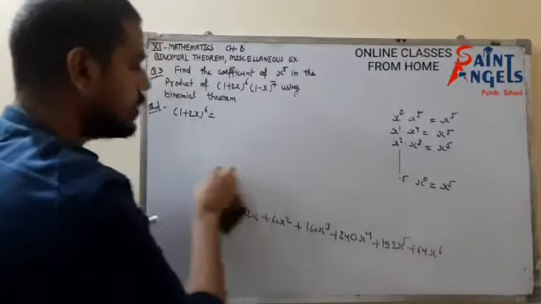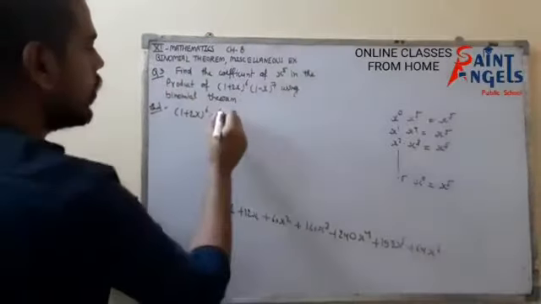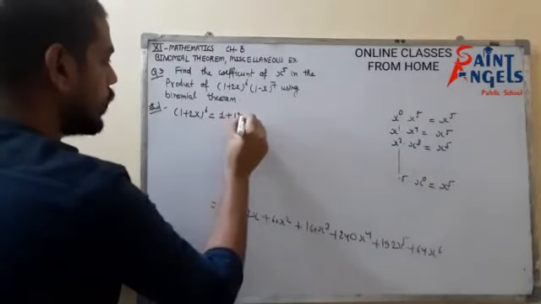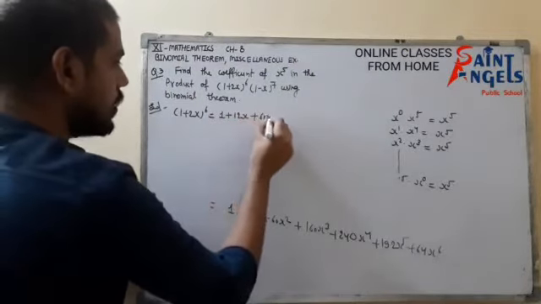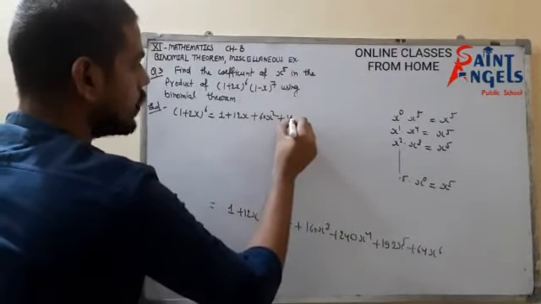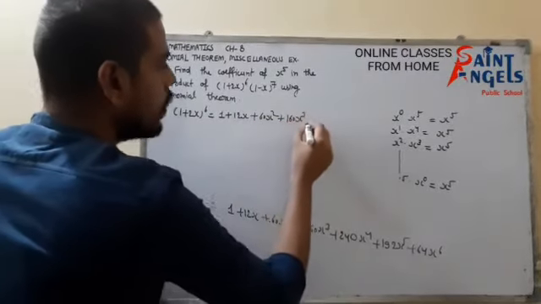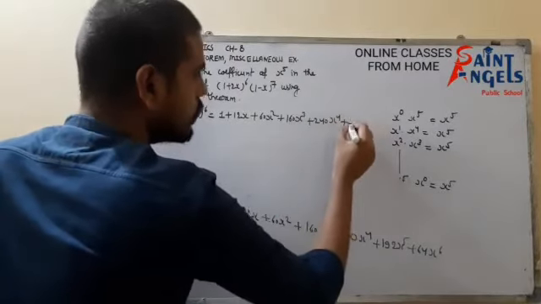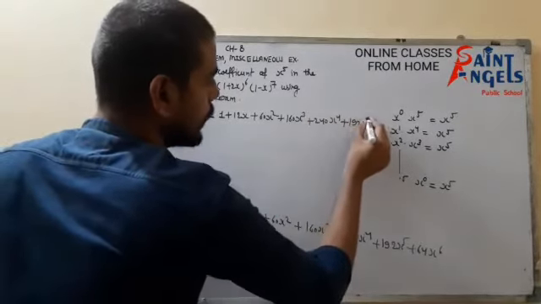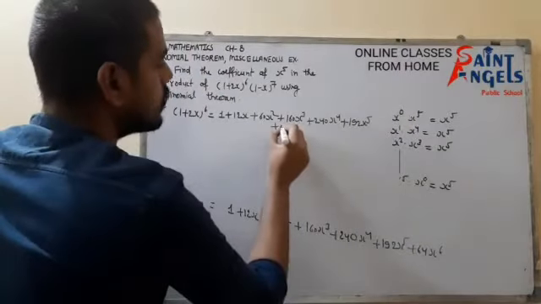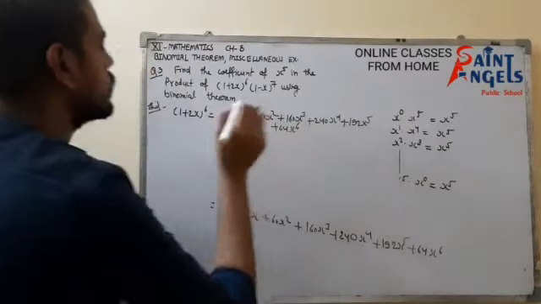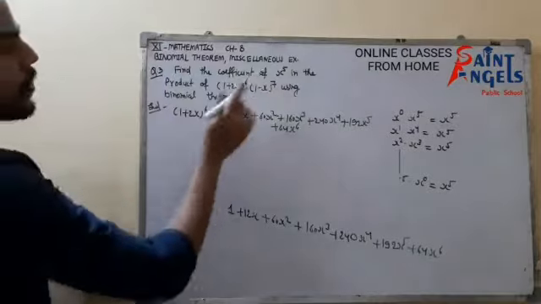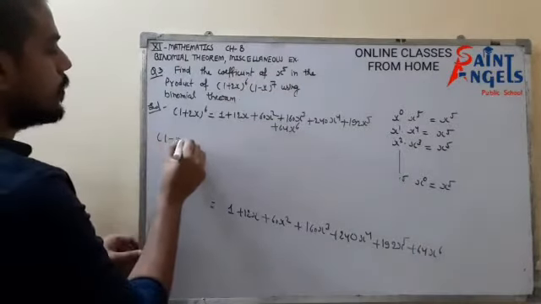So the value of this expression is 1 plus 12x plus 60x square plus 160x cube plus 240x to the power 4 plus 192x to the power 5 plus 64x to the power 6. Okay, now in a similar way we will solve (1 - x) to the power 7.